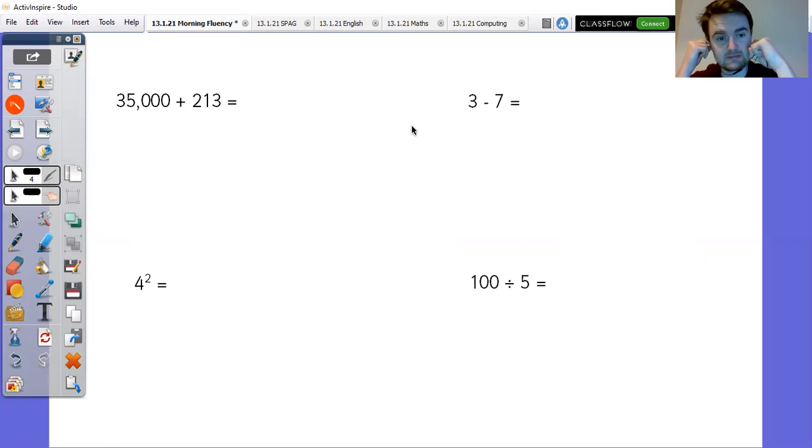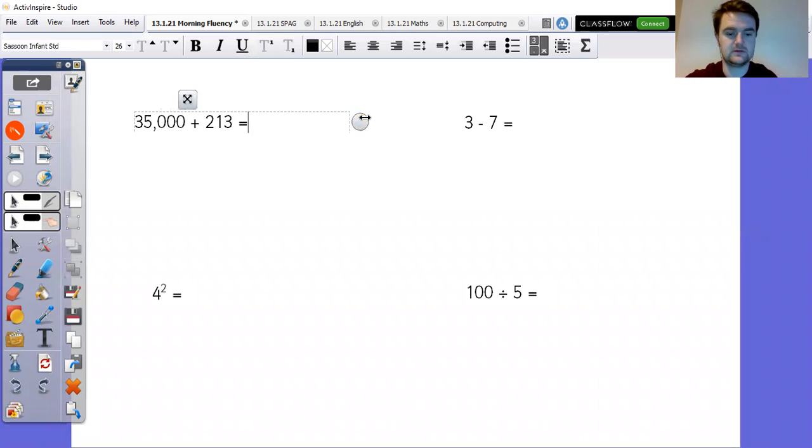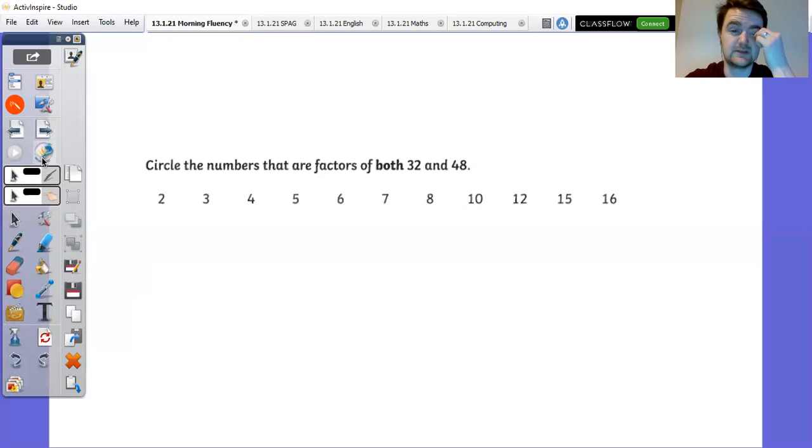4 squared I know is the same as 4 times 4, so I can do that on my fingers. 4, 8, 12, 16. And 100 divided by 5. If I know that 10 divided by 5 is 2, then 100 divided by 5 must be 20. So let me just write those in so that you can see them in case you're not sure. So 35,213, minus 4, 16, and 20.